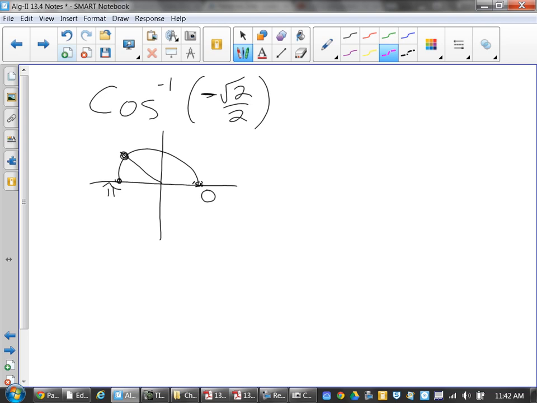Come on over here. It's at 135 degrees, which is 3 pi over 4. It has a reference angle of 45 degrees. We're looking for cosine values between the first and second quadrant.